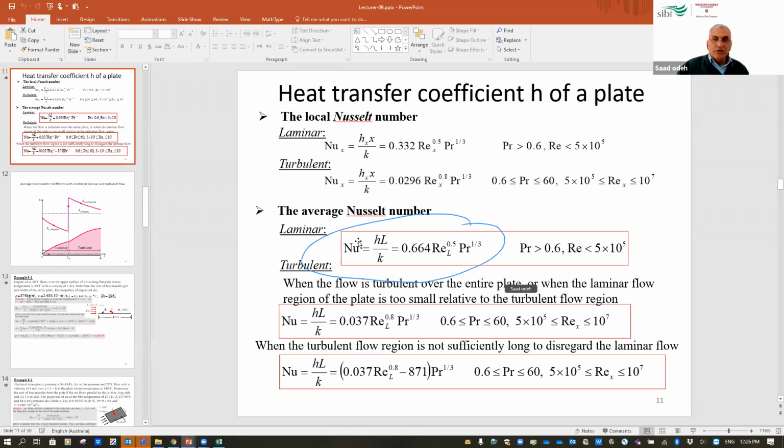So substitute the value of Prandtl number and Reynolds number, and then you can get Nusselt number for laminar flow, because you know the flow now. Flow is laminar.